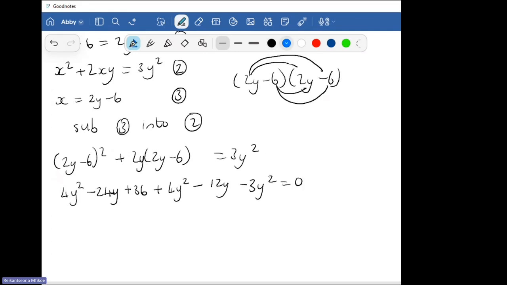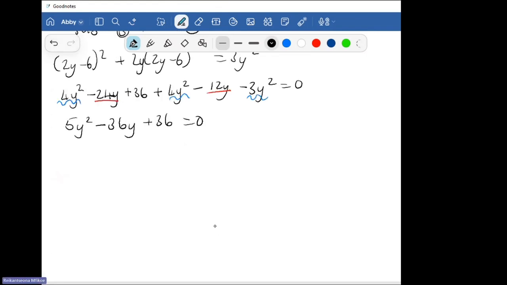Now we're going to add our like terms. We start with the term with the biggest or highest power. So in this case, we have squared. So that's this here. And then like terms, and now we have 36 all alone there. Okay, so 4y squared + 4y squared - 3y squared, that's 8 - 3, that's 5y squared. Then -24y - 12y, that's -36y. What do we have left? 36, equate everything to 0.